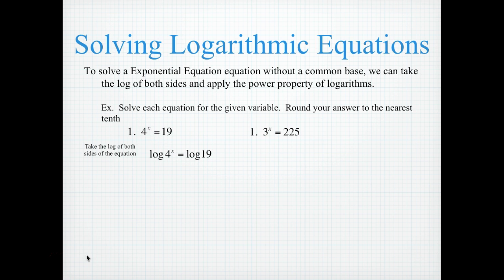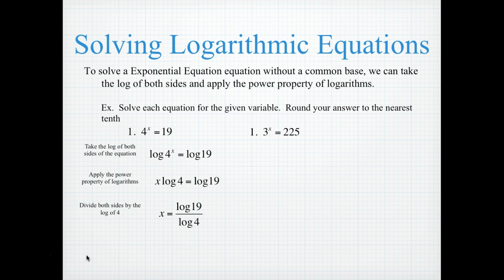Taking the log of the left side gives us log of 4 to the x, and taking the log of the right side gives us log of 19. Notice on the left side we have log of 4 to the x power. So at this point we can apply the power property of logarithms and bring that variable out in front, and it becomes x times the log of 4 is equal to log of 19. From here we can divide both sides by the log of 4, and x is equal to log of 19 over log of 4.